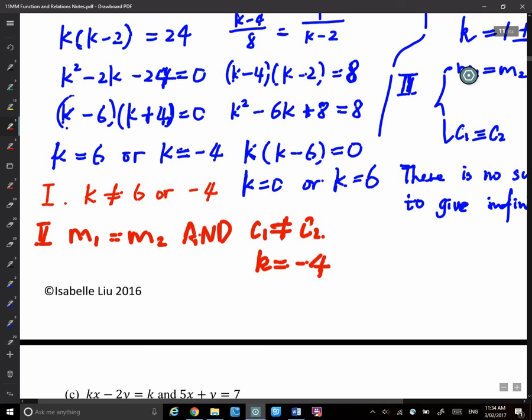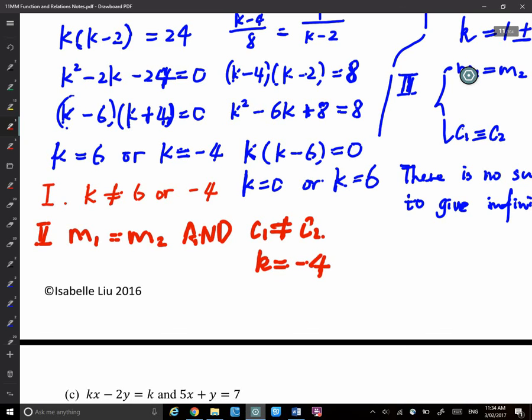Okay, my question is, should k equals 0 be an answer or not? Do you think k equals 0 will be an answer for the second part? Think about what k equals 0 does. Will the gradient be the same or different? Different, so it's not satisfied. So k equals 0 has nothing to do with this answer. It just makes the intercepts equal. You just think about those two values.